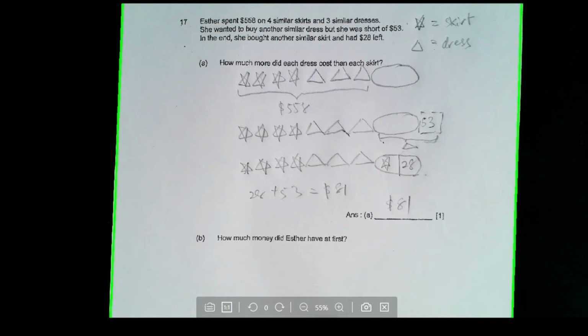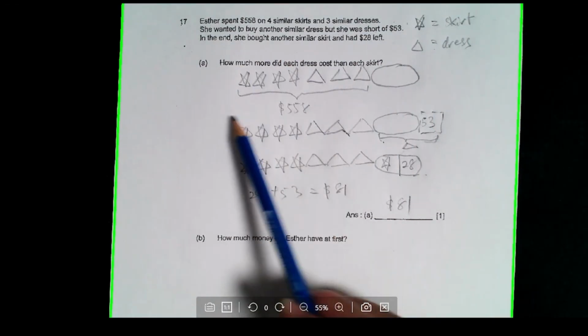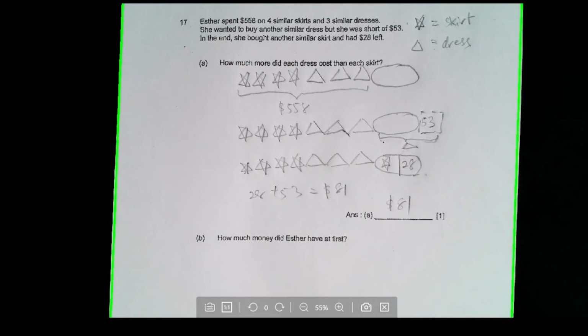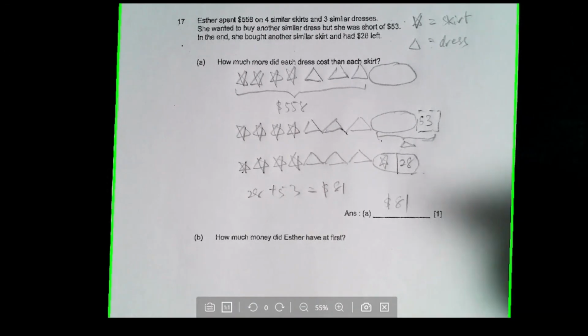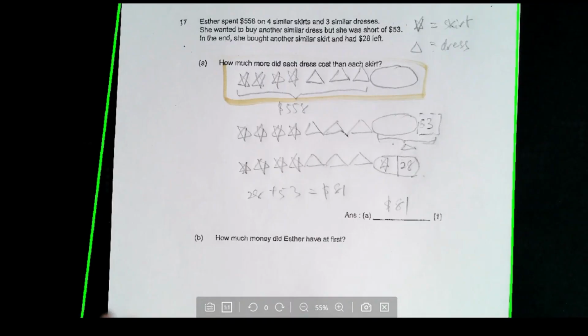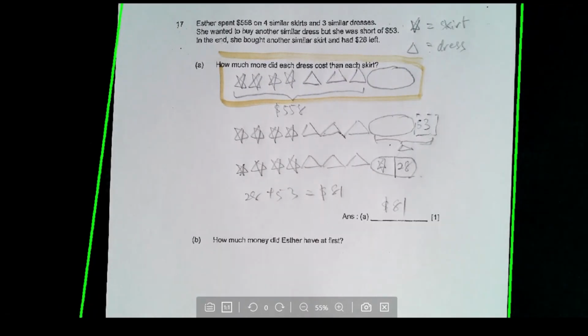Okay, so how much money did Esther have? Alright, let's carry on with how much money she had at first. This is from school 2024, paper 2, question 17. This is the last question, so a lot of students will think it's a difficult question because it's the last question, but it's not. It's actually a very simple question, okay?